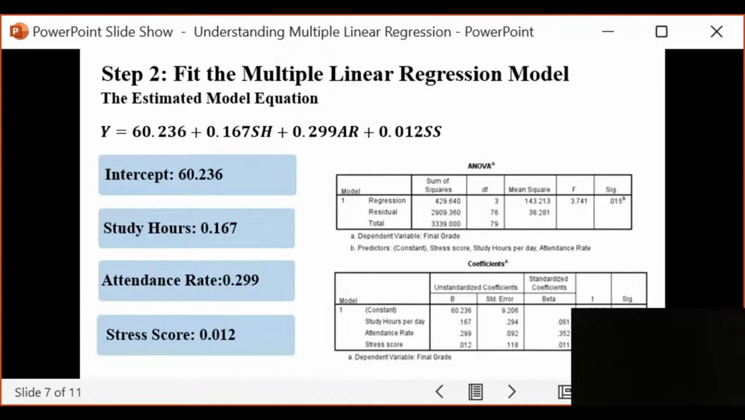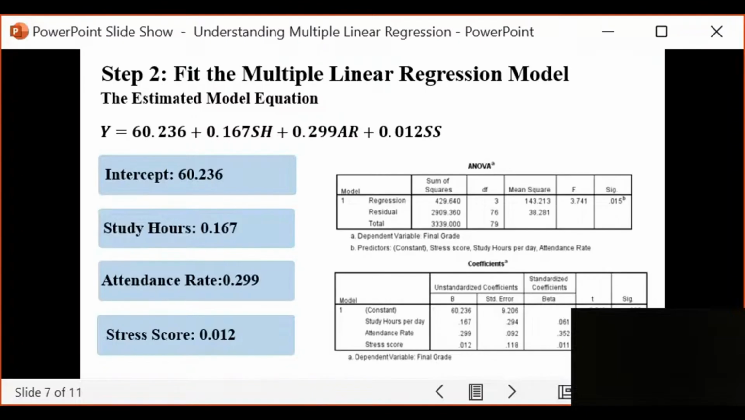Okay? Ang ibig sabihin nito, since 0.015 is less than 0.05 or 5%, ang ibig sabihin yan is that the regression model as a whole is statistically significant. Ibig sabihin, yung model natin, yung equation natin na ito, can significantly predict final grade if you combine all of these three.